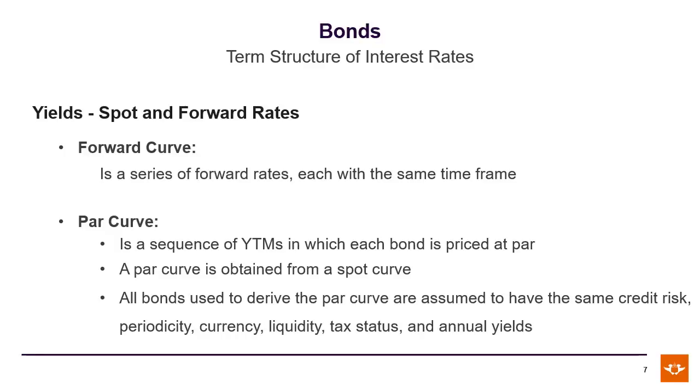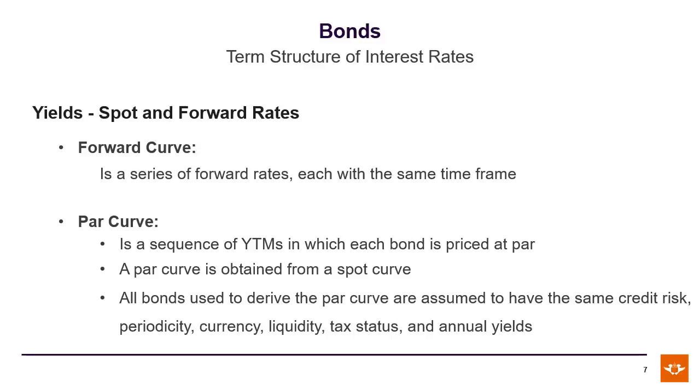The par curve is a sequence of yield to maturities in which each bond is priced at par. Now, when we learned about bonds in the previous unit, remember we learned that if the bond is priced at par, that means if the price is equal to the par or face value, then that means the yield to maturity equals the coupon. A par curve is obtained from a spot curve, and all bonds used to derive the par curve are assumed to have the same credit risk, pay coupons with the same frequency, are in the same currency, and have the same level of liquidity, tax status, and annual yields.